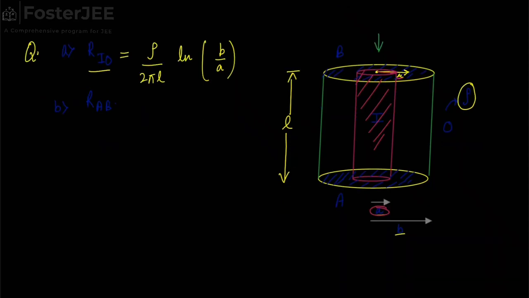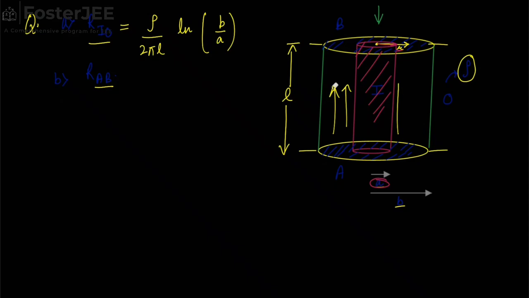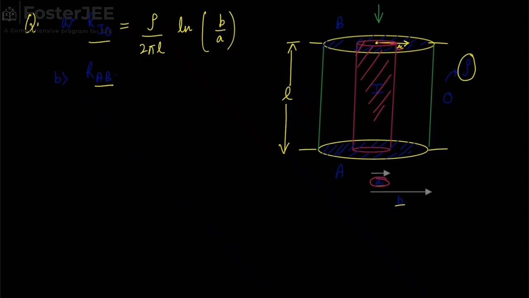And now we have to find RAB, that is the resistance when the charge flows from A to B, that is like this. So this is very simple. Let's see.